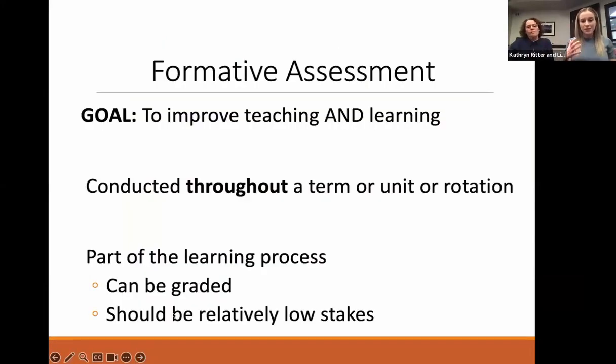So formative assessment has two big goals. It's going to improve your teaching as an educator, but it's also going to improve the students' learning as well. This is something that's conducted throughout the term or the rotation that the students are currently on, if we're talking about teaching in the clinical setting. And this is really part of the learning process where the students are able to put themselves out there and say, do I know the answer to this question or not? And get direct feedback from you as their instructor about what went well or what they need to keep working on and keep learning.